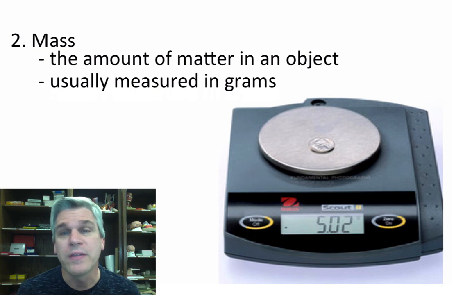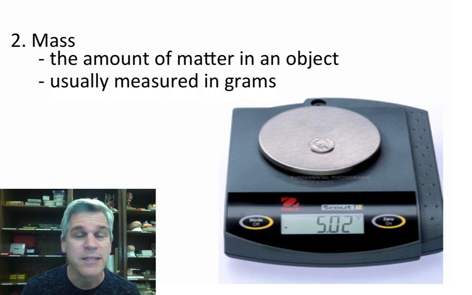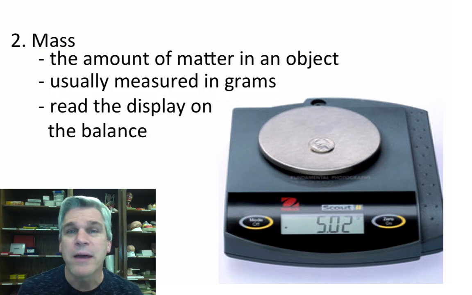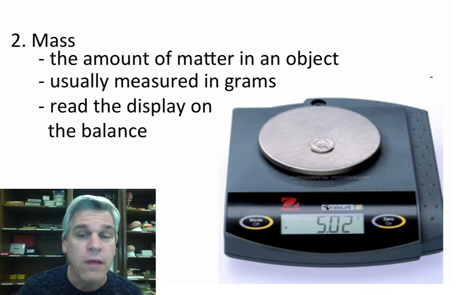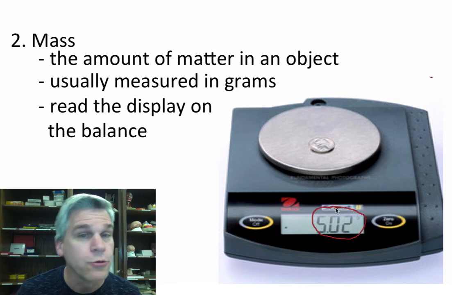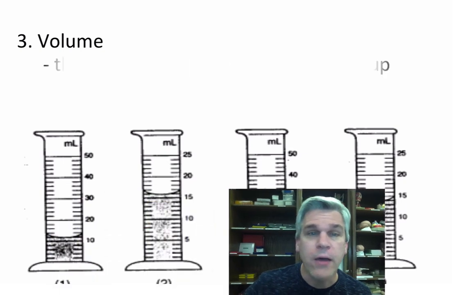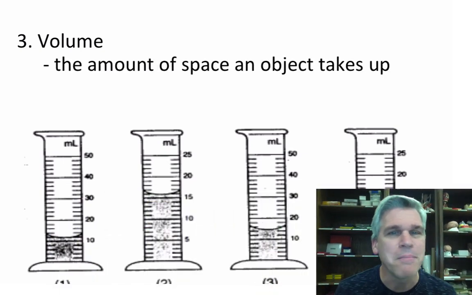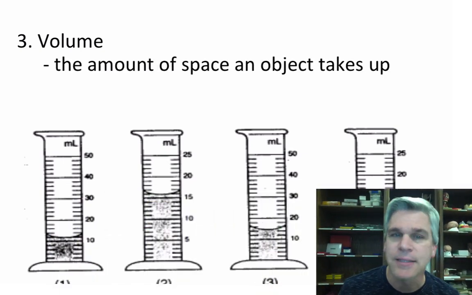Typically, we will be measuring this in grams. Sometimes you might see things measured in milligrams, like medicine and stuff. What's nice about finding mass is all we have to do is read the display on the balance. So all I have to do is look at this and say, oh, it's 5.02 grams. When we measure volume, this is simply the amount of space that an object takes up.